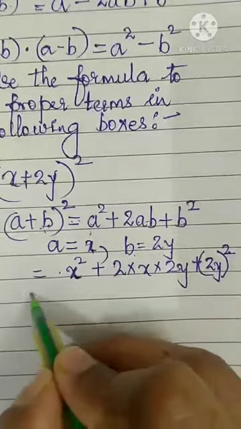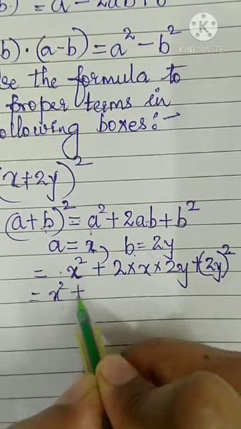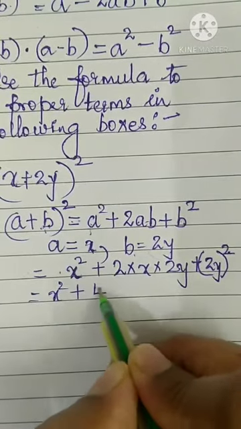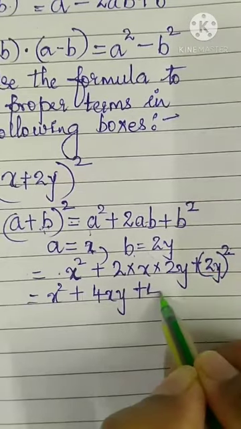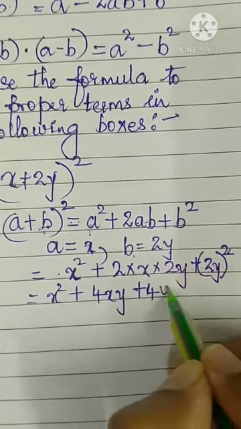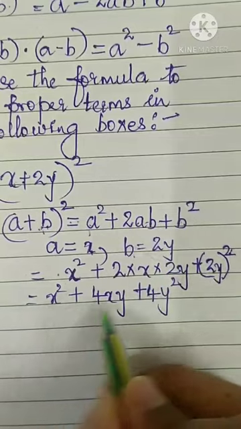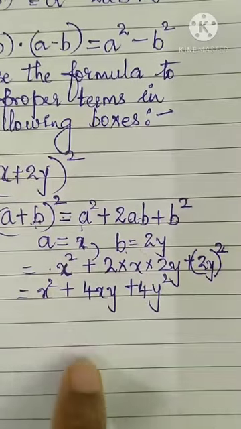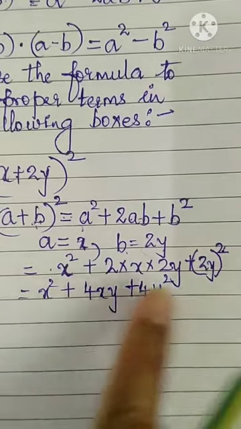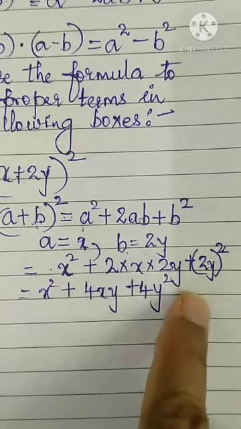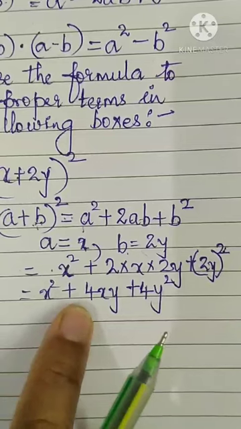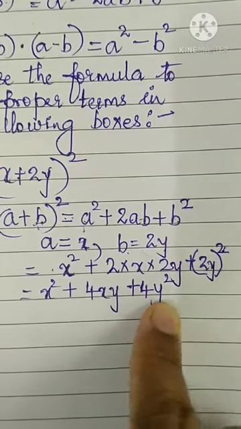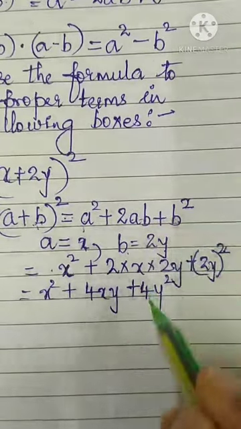So let us solve. X square will be x square plus 2 2s are 4 xy plus 2 2s are 4 and y square will be y square. Now here we can't solve it further, because there are no like terms. If you had x square here also, x square plus x square would become 2x square. But here you have no like terms. One is x square, 4xy, 4y square. So this is the solution.